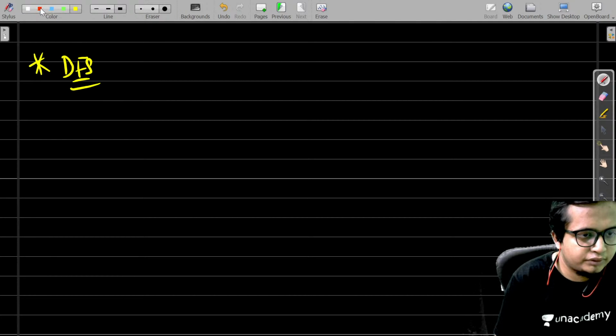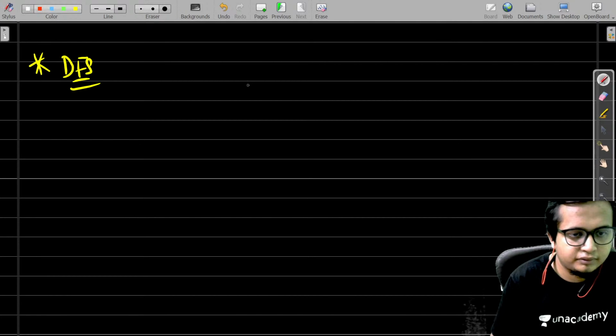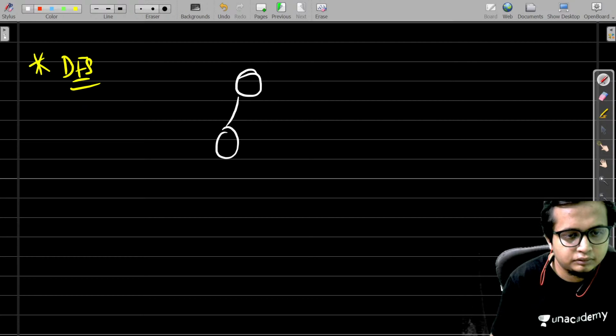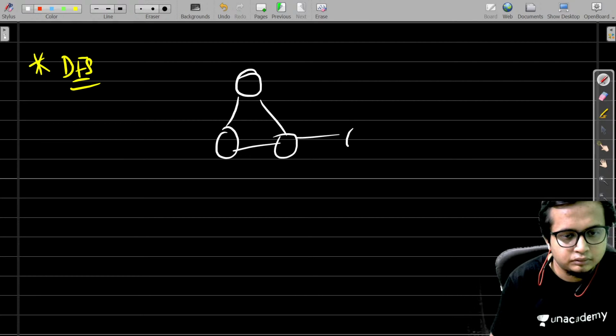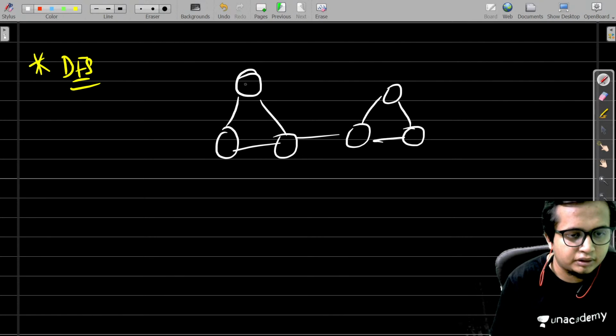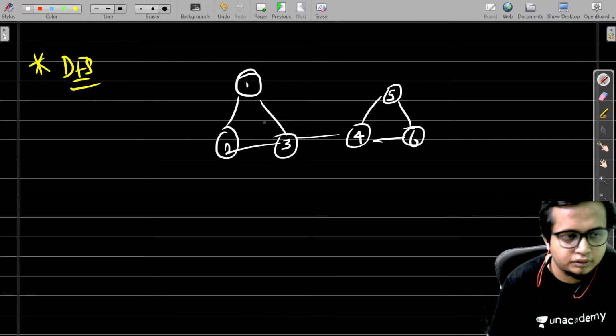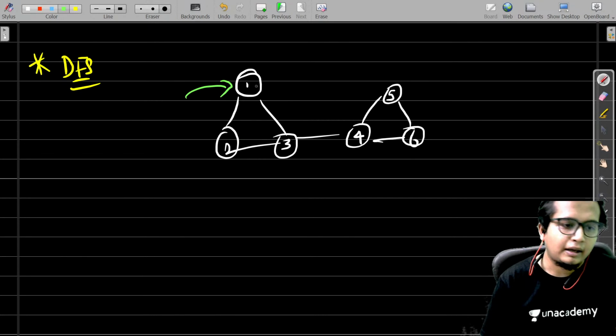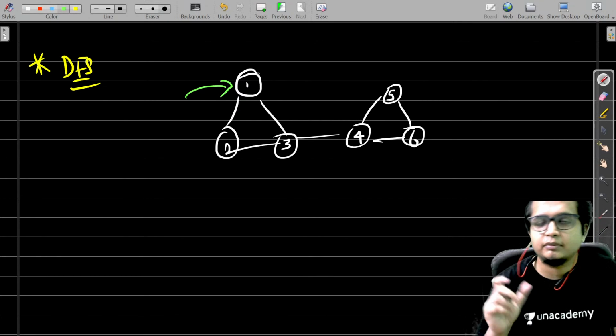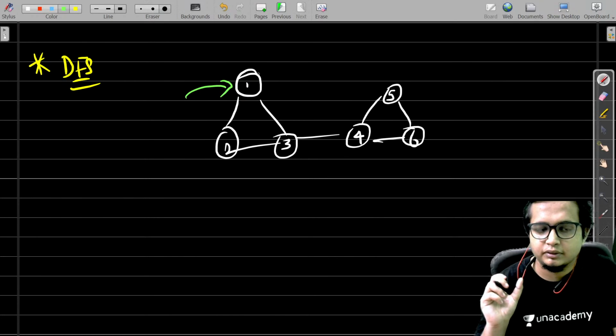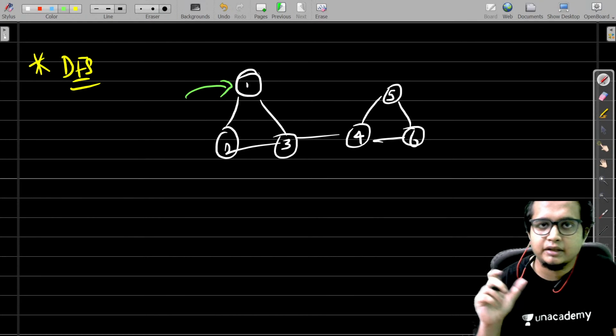Okay, so suppose these are the nodes in my graph. Suppose this is my graph: 1, 2, 3, 4, 5, and I start from this node. I need to apply DFS. So DFS is basically a depth first search, and BFS is a breadth first search.